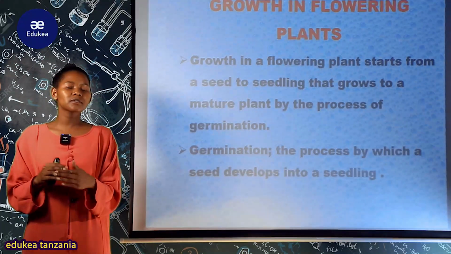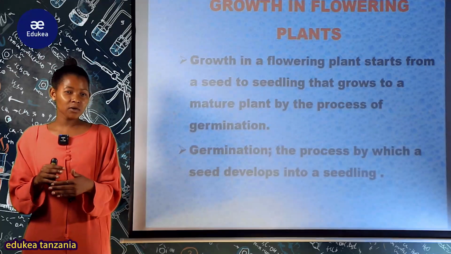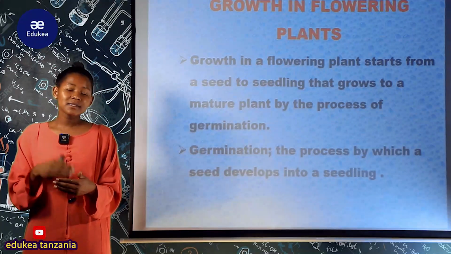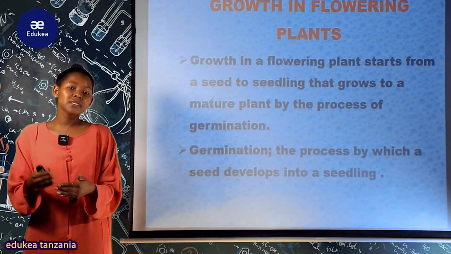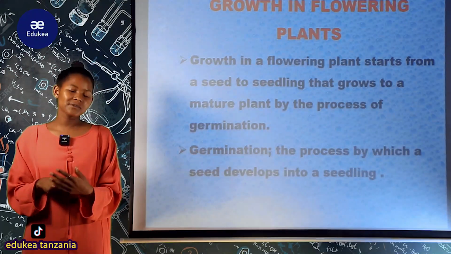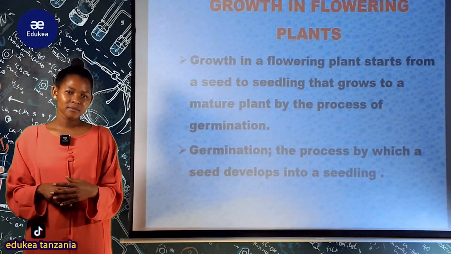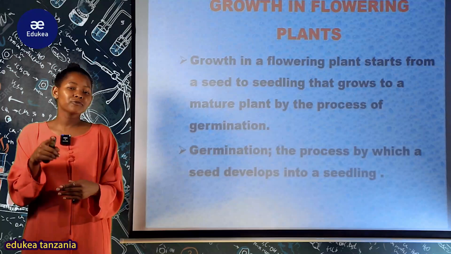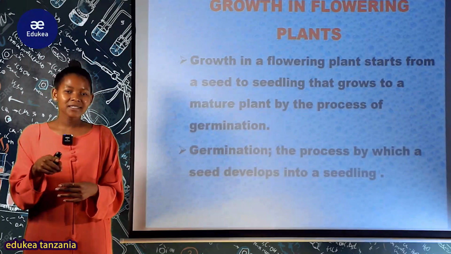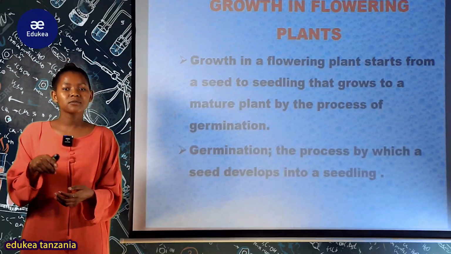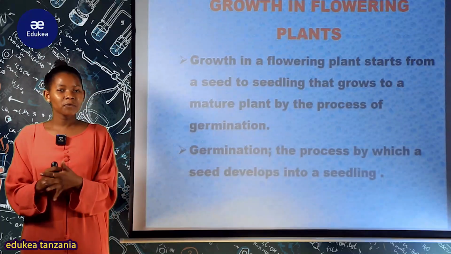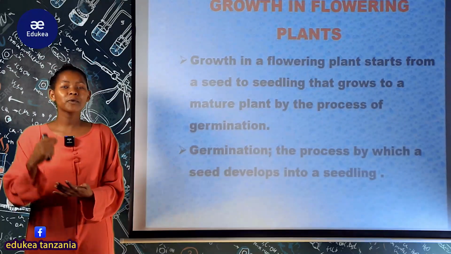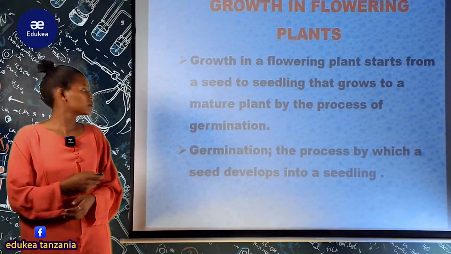So when you talk about growth in a flowering plant, we are going to look at the way the seed develops into a seedling through the process of germination. The meaning of germination is the process of a seed developing into a seedling. Keep on watching, keep on following. I hope you will understand well. Let's go.